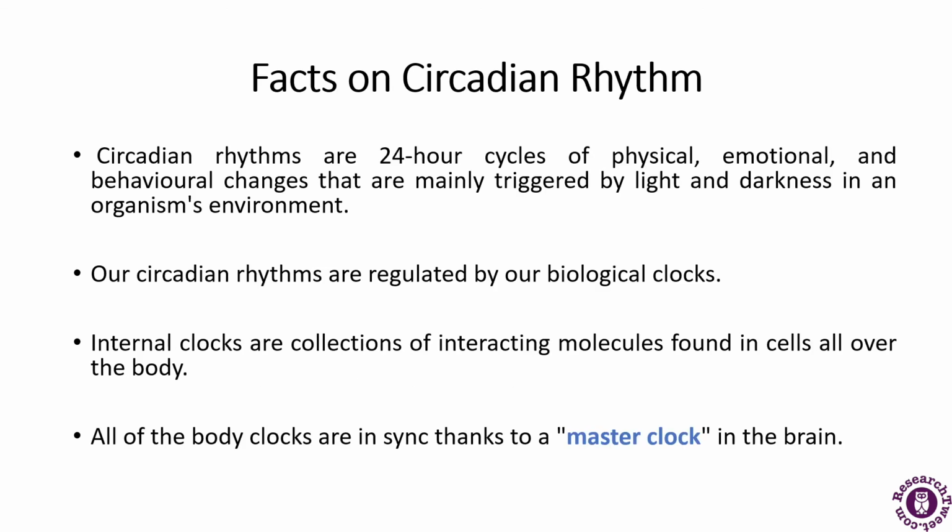Then a few facts based on the circadian rhythm: circadian rhythms are 24-hour cycles of physical, emotional, and behavioral changes that are mainly triggered by light and darkness in an organism's environment. Our circadian rhythms are regulated by our biological clocks. Internal clocks are a collection of interacting molecules found in cells all over the body. And all of the body's clocks are in sync thanks to the master clock in the brain. So this is what the circadian rhythm is about.